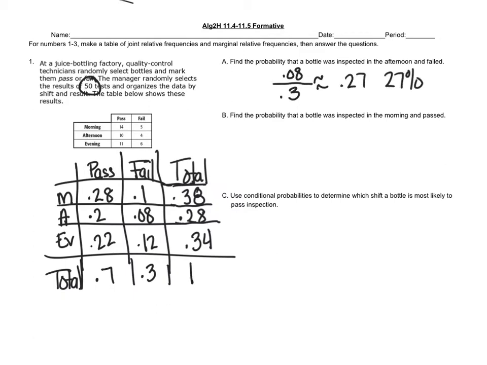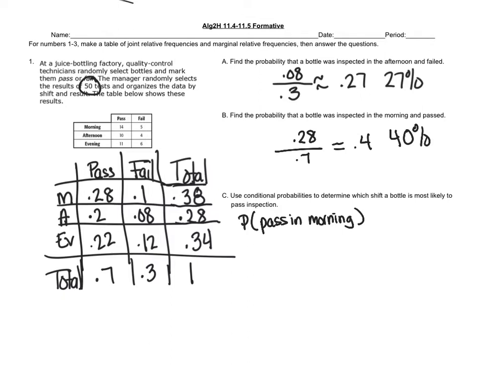All right, probability that the morning had passed is going to be 0.28 over 0.7. So in our calculator, 0.28 divided by 0.7 is 0.4, so 40% chance. All right, so for C, we're using conditional probability to determine which shift a bottle is most likely to pass the inspection. So we're going to do P for pass in morning. So conditional, we're going to do the 0.28 divided by 0.38, and that gives me a 74% chance if we round to the nearest whole number.